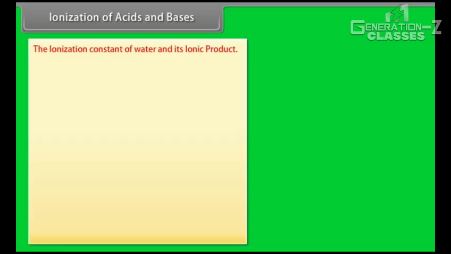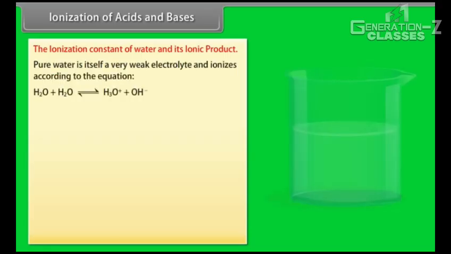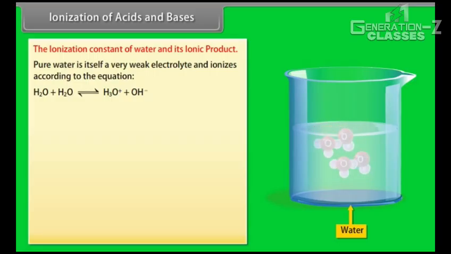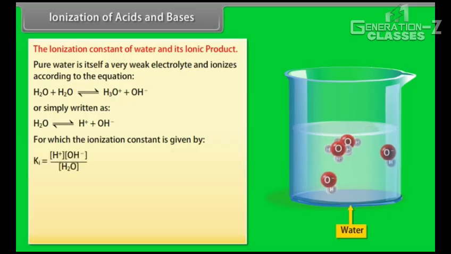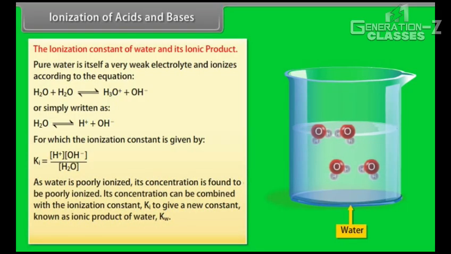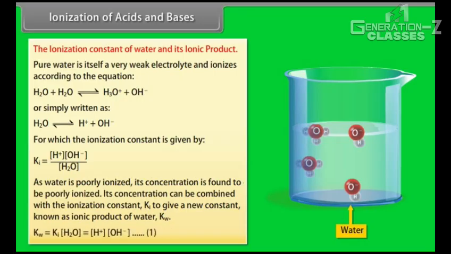Ionization of acids and bases. The ionization constant of water and its ionic product. Pure water itself is very weak electrolyte and ionizes according to the equation, or simply written as, for which the ionization constant is given by Ki is equal to concentration of H+ times concentration of OH- divided by concentration of H2O. As water is poorly ionized, its concentration is found to be constant. Its concentration can be combined with the ionization constant, Ki, to give a new constant known as ionic product of water, Kw. Name it as equation 1.